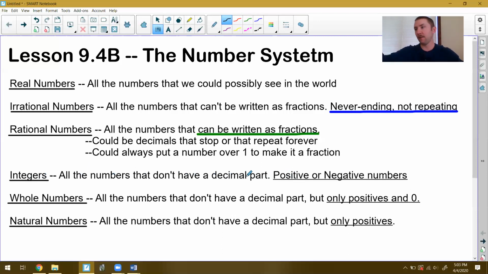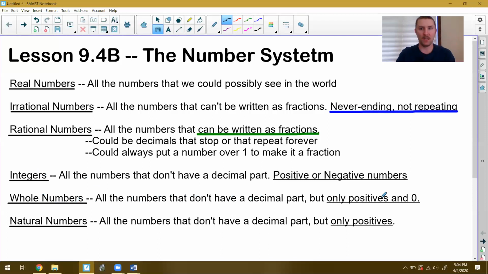As long as it doesn't have a decimal and then something after that, we call it an integer. Now, in the past, we probably called those whole numbers, but whole numbers is actually a different category, so we have to be really careful about this. Whole numbers are numbers that don't have decimal parts, but only the positives and zero. No negatives are allowed in what we call the whole number system. Whole numbers are 0, 1, 2, 3, 4, and up.